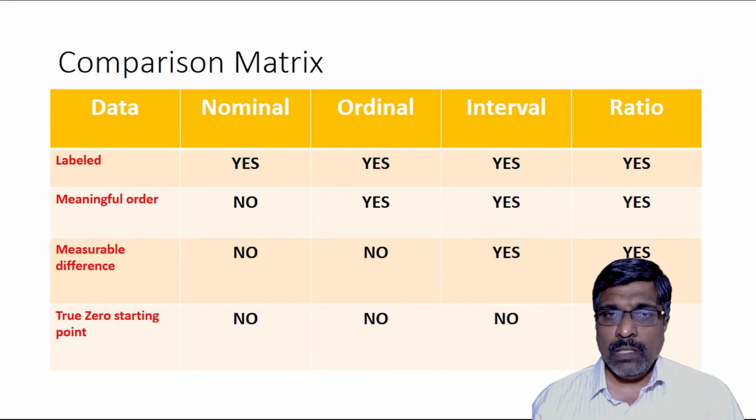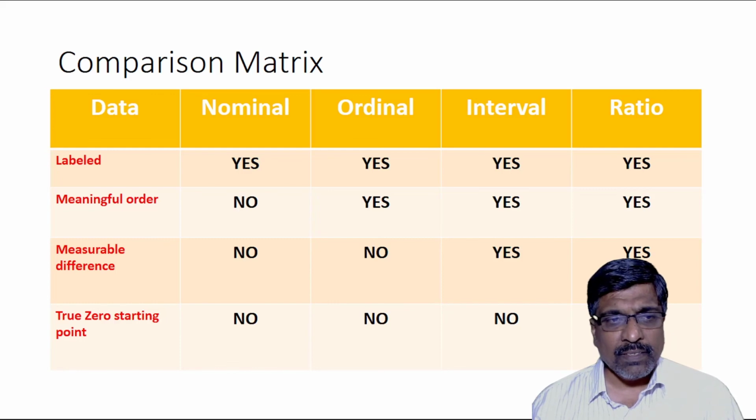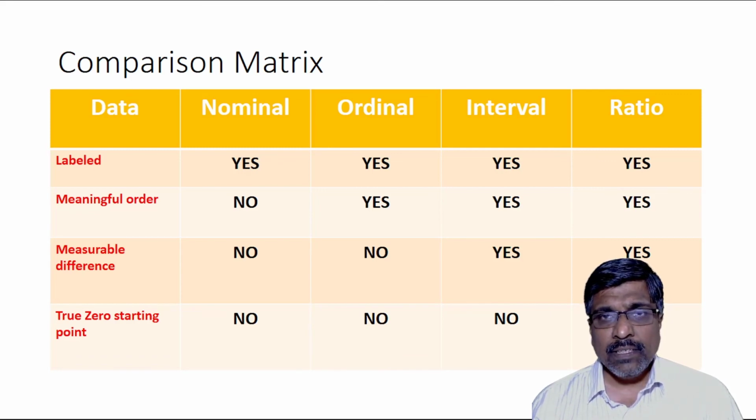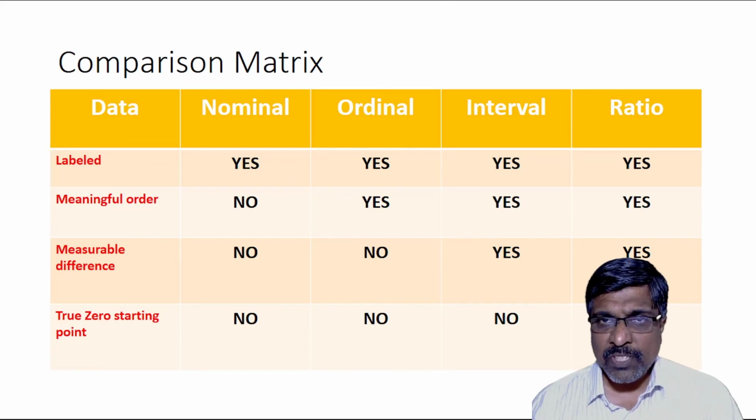Let's compare all the different scales of measurement against our data. You can see that in case of a nominal scale of measurement, we have labeled data, we do not have a meaningful order, we do not have a measurable difference, and there is no true zero starting point. If you take an ordinal scale of measurement, we have labeled data, we have a meaningful order, but there is no measurable difference and there is no true zero starting point. In case of interval data, the data is labeled, we do have a meaningful order, there is a measurable difference, but there is no true zero starting point.